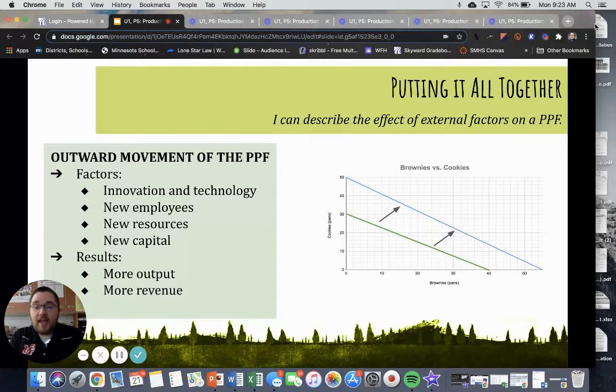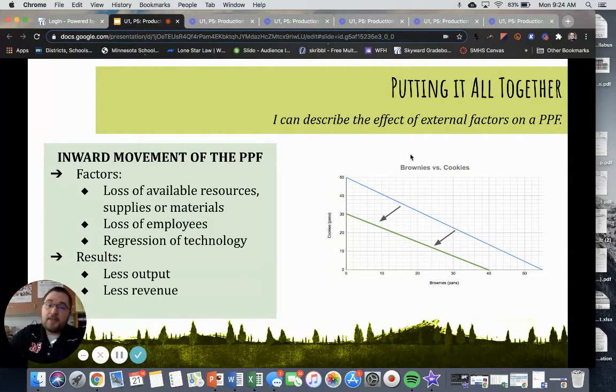And the last one is new capital. Again, capital refers to big equipment, buildings, or infrastructure. So if we get new capital, or new technology that helps us produce more, we are going to shift our production possibilities outward as well. All of these different things result in more output and ultimately more revenue for our business. So outward shifts of the PPF are an awesome thing.